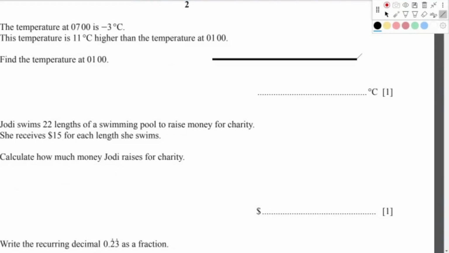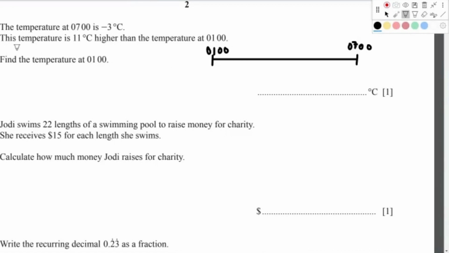So here we have 7, and we want to know what's happening here at 1 o'clock. Oh, sorry, it's 1 o'clock. Shouldn't it be here? 1 o'clock and at 7 o'clock.